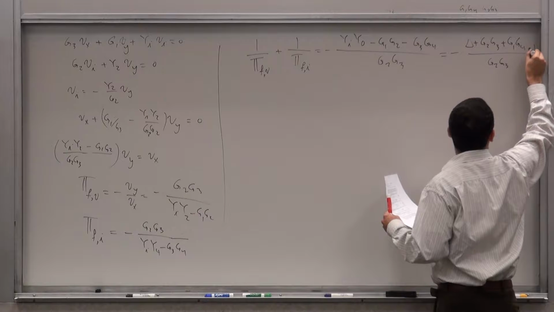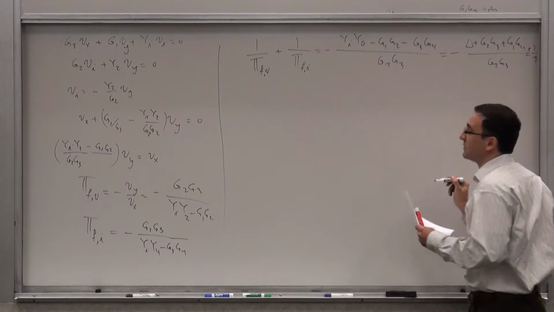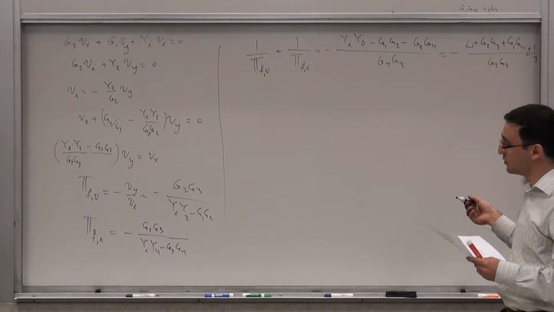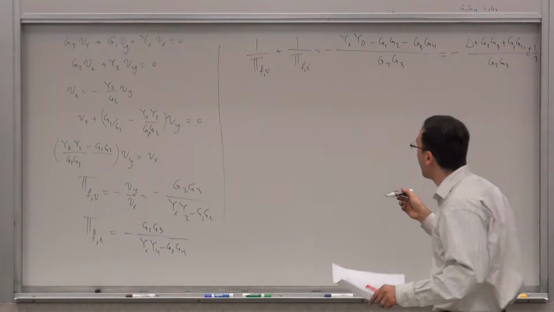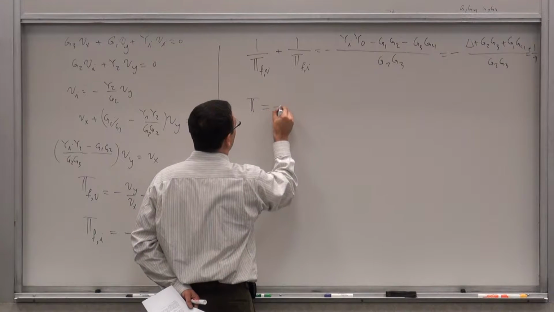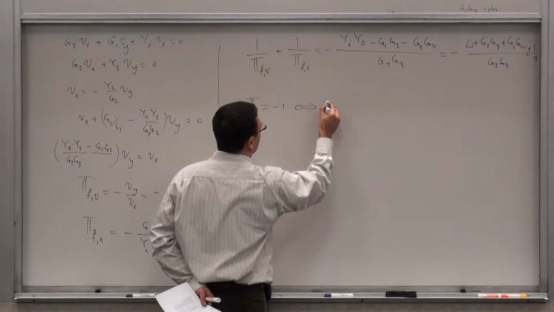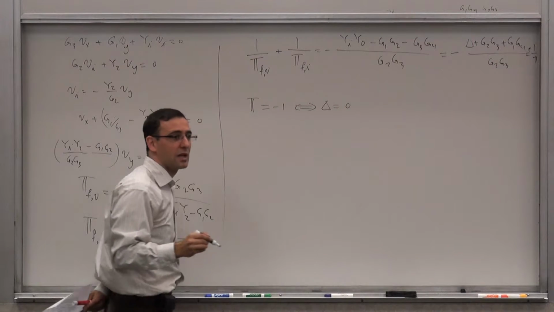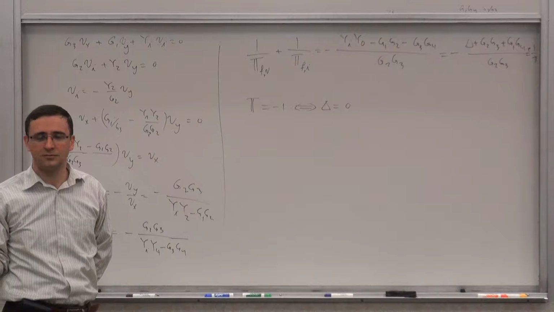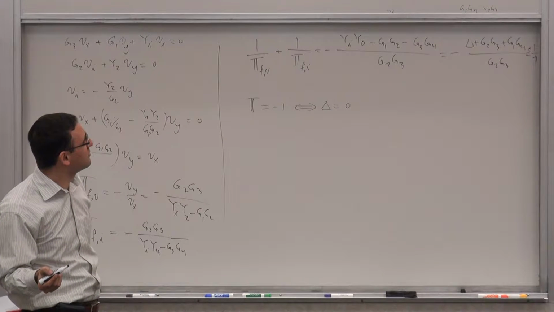The question is, does this qualify as 1 over loop gain? Can this qualify as a reasonable loop gain? Now, for it to qualify as a reasonable loop gain, we have to have that if T is minus 1, it should be equivalent to having delta of 0. So in other words, they have to have the same roots. 1 plus T should have the same roots as delta. Can we say that now? Is this true?